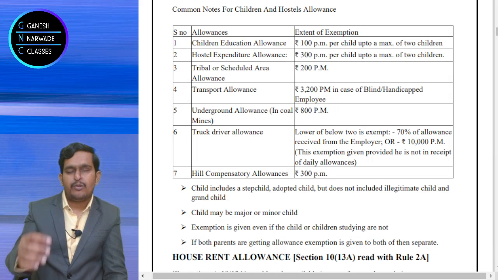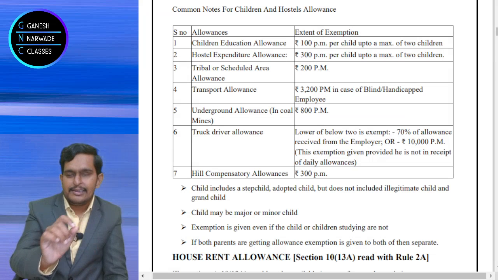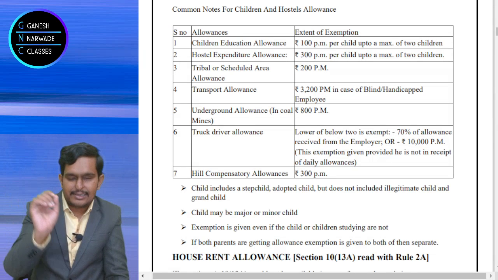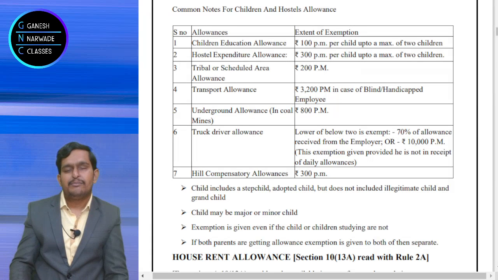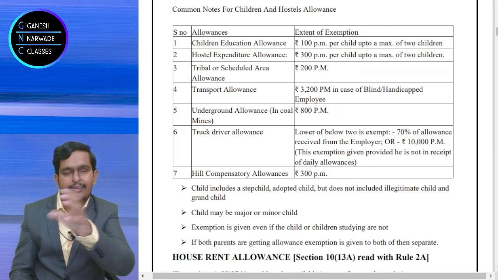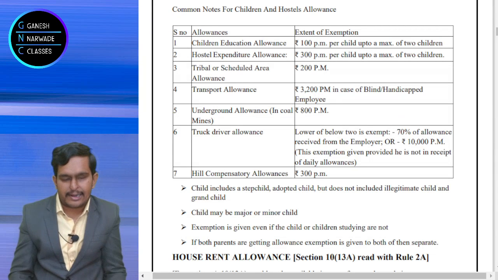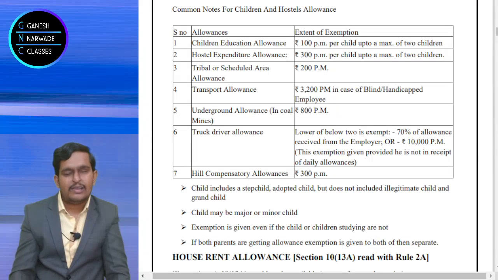For transport employees, truck driver allowance, 70% of allowance or 10,000 per month, whichever is lower. For transport employees who are disabled, 3,200 per month. For hill compensatory, 300 per month. These key things you remember. Balance anyhow, it is very simple. Actual allowance received less least of the following two. In that, actual you will take normally, except in the case of truck driver. And second one is this limit which we discussed. And balance is taxable. Simple. Right? Now come to the most critical one, and that is house rent allowance. On this many problems are given and it is a very interesting topic to discuss.